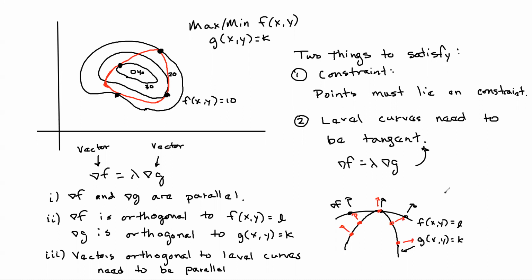What if they're not tangent? All right, well, in that case, this would be a case where you're not tangent. So you have f of xy equal L. You have g of xy equal k, right? And then what's going to happen here? Here are the gradients.